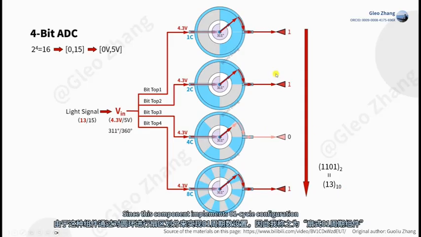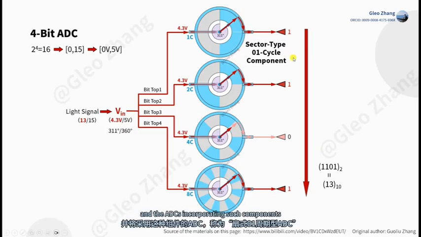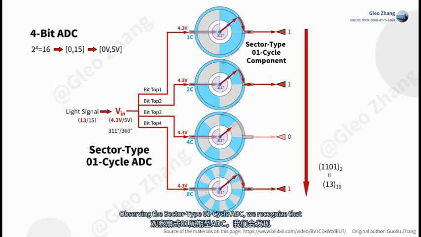Since this component implements the Z1 circle configuration to test the division of the circular ring, I hereby named it the sector type Z1 circle component, and ADCs incorporating such components are accordingly named sector type Z1 circle ADCs. Observing the sector type Z1 circle ADC, we recognize that by applying the Z1 circle law of binary code, the analog to digital conversion requires just one operational step.